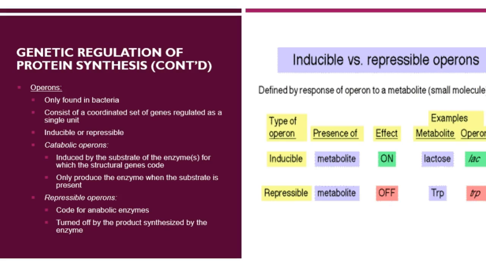Catabolic operons are induced by the substrate of the enzyme or the enzymes for which the structural genes code, and they are only produced when the substrate is present. So these would be inducible operons. Repressible operons, as I said, generally code for anabolic enzymes, and they are turned off by the product that is synthesized by the enzyme. Remember, catabolic means to break down. Anabolic means to build up, as we learned in chapter 7.